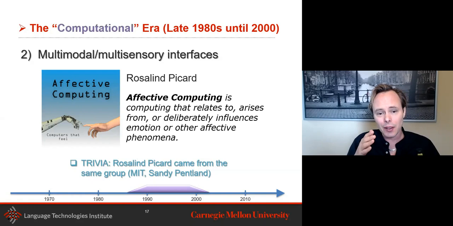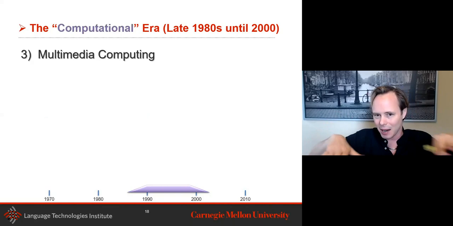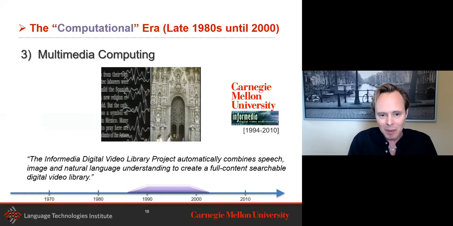The third thing there was multimedia. These happened all around the same time, a little bit later I would say, multimedia computing. Multimedia computing was the idea of all of these videos being created digitally, and can we understand their content so that we don't just search things based on keywords, but we can use the content of the video.